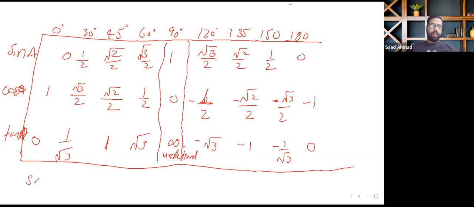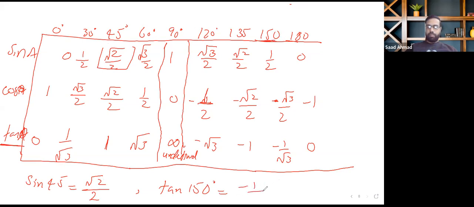Let's say now if I ask you what is the sine of 45 degrees, you can just look it up in the table. You go to sine, you go to 45 degrees. So sine of 45 degrees is square root 2 over 2. Let's say I ask what is the tan of 150 degrees. You just look at the table. This is the tan, and this is the 150. So the answer for that is minus 1 over square root 3. But for other values, like let's say 36 degrees, you cannot find that with the table directly. You need calculators for that.